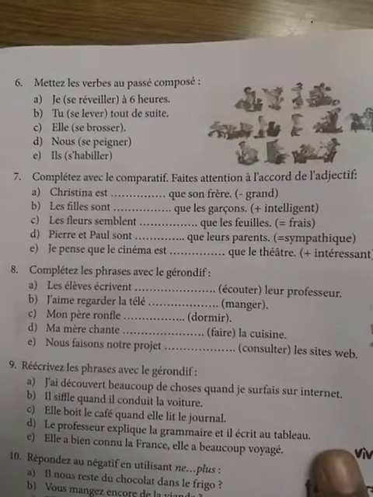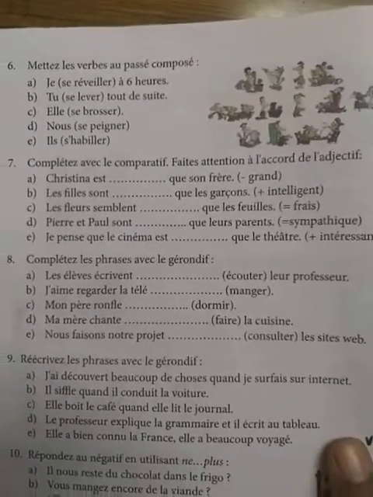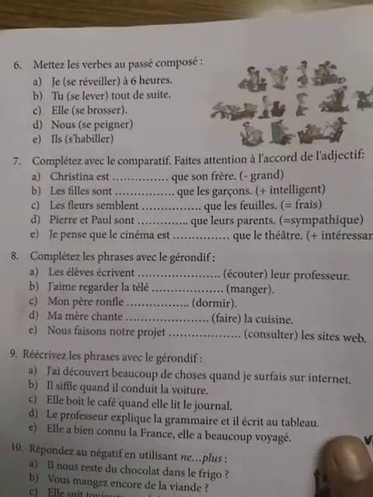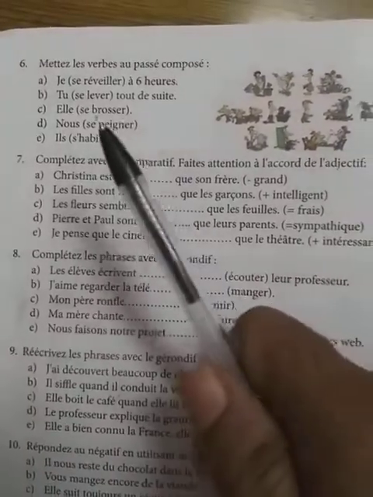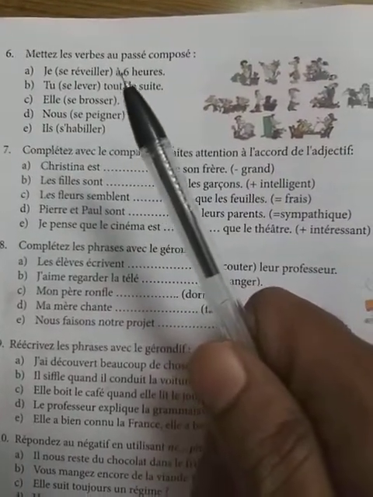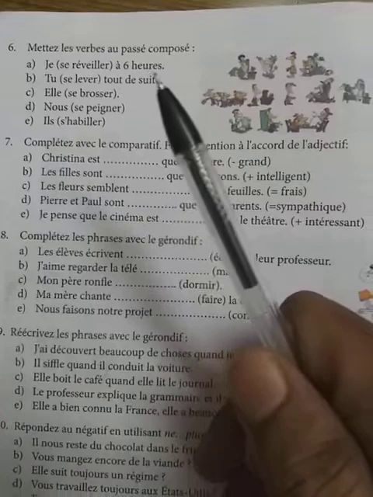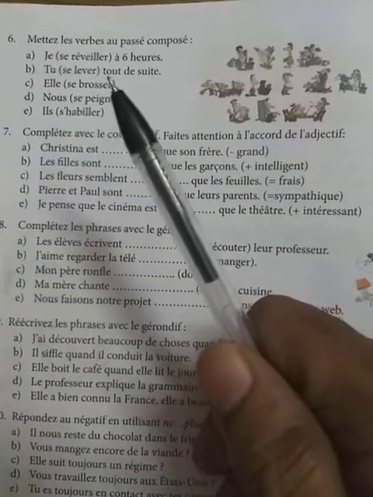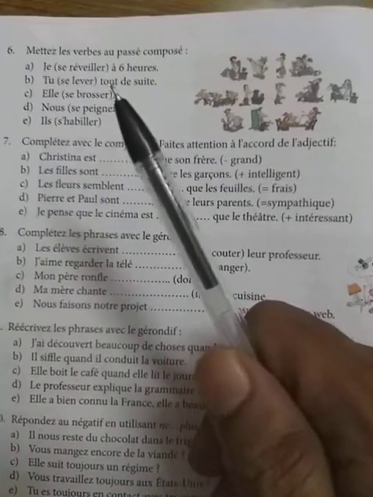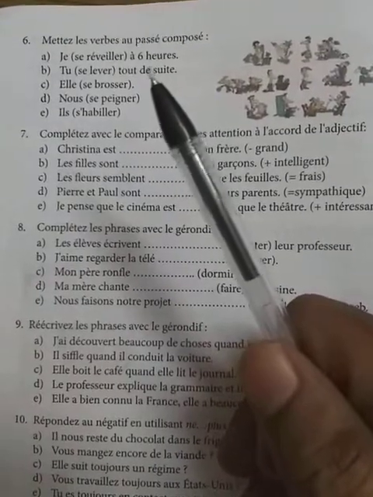Now we are going to start the sixth grammar exercise, page number 18. Sixth grammar exercise here. Mettez les verbes au passé composé. Put the verbs into past tense. We have to put the verbs into past tense. You know how to do the past tense.